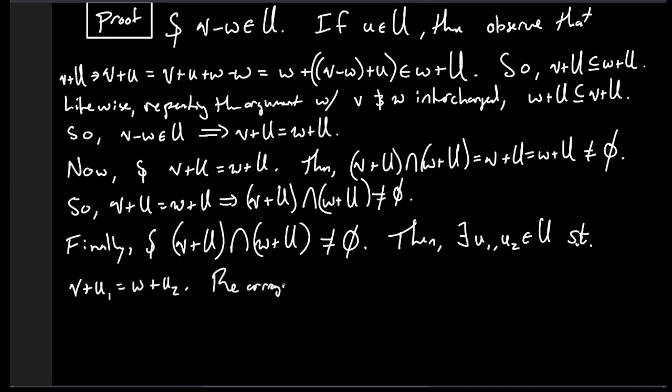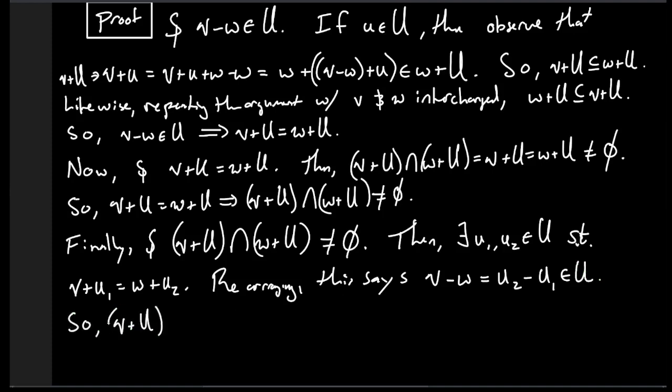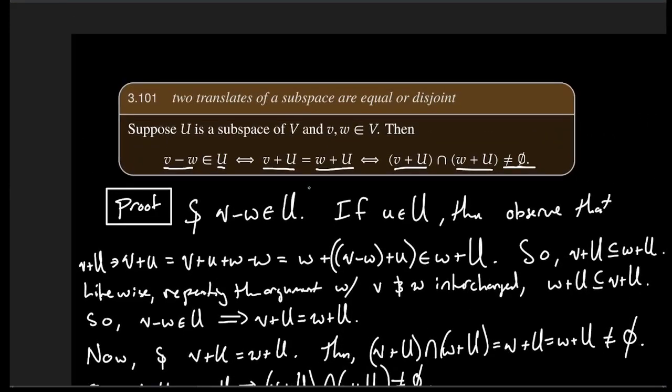Rearranging, this says v minus w is equal to u2 minus u1, which is in u. So v plus u intersect w plus u not being empty implies that v minus w is in u. Hey, that's the last thing.